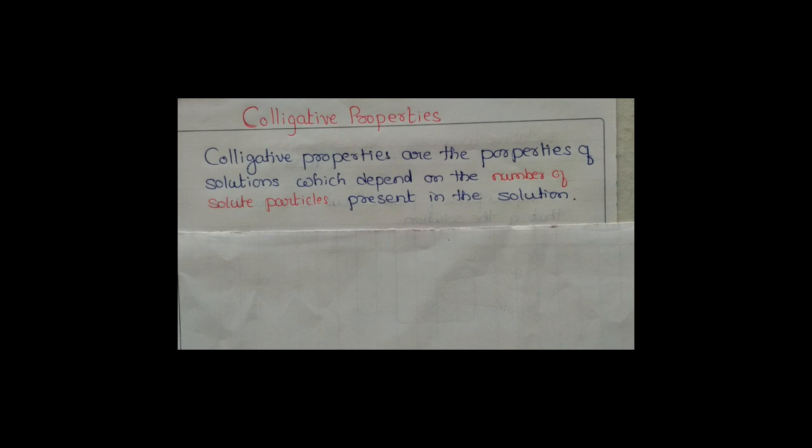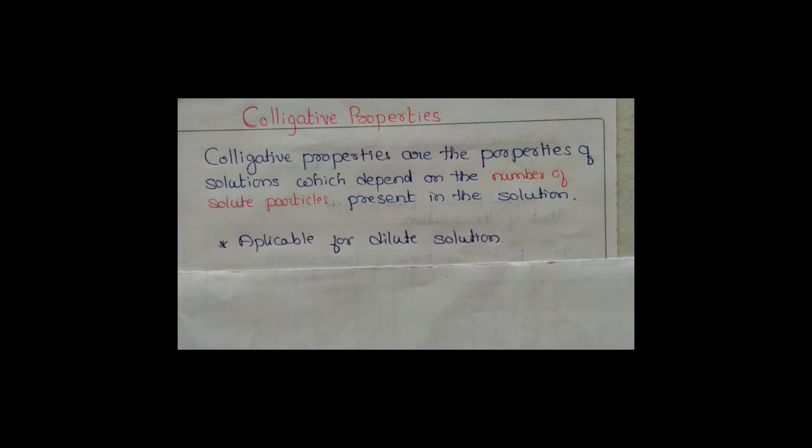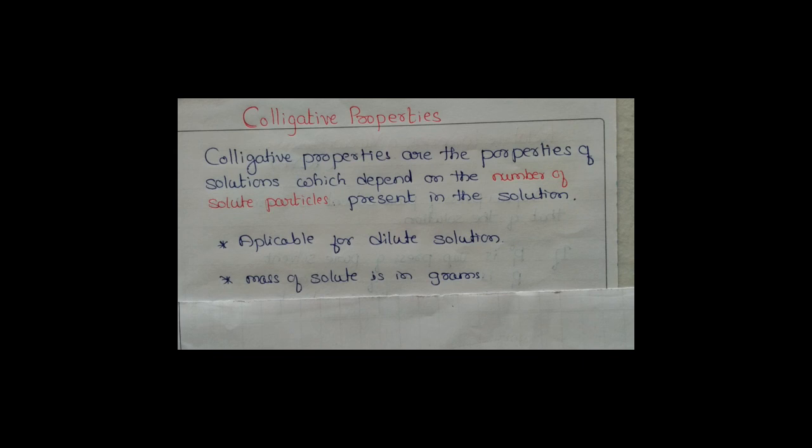Colligative property is applicable for a dilute solution; for a concentrated solution colligative property does not hold. So it is applicable for dilute solution. Then here we mention the mass of the solute in grams, not in kg. It is not converted into kg as in SI units. Dilute solution means the concentration is very less, when you are adding a less amount of solute. So the mass of the solute is in grams or milligrams.